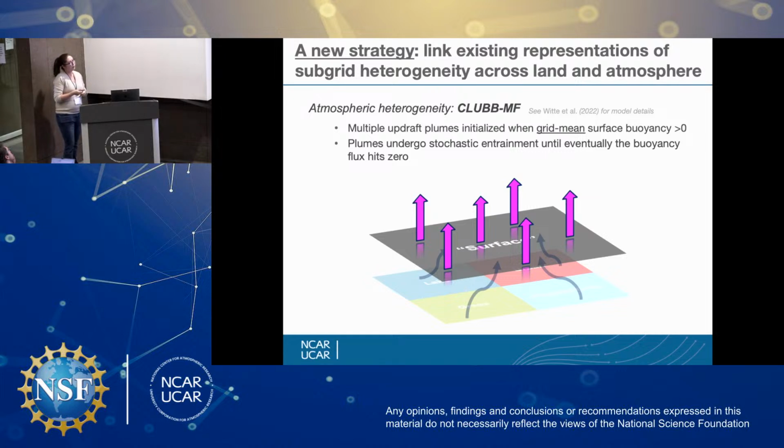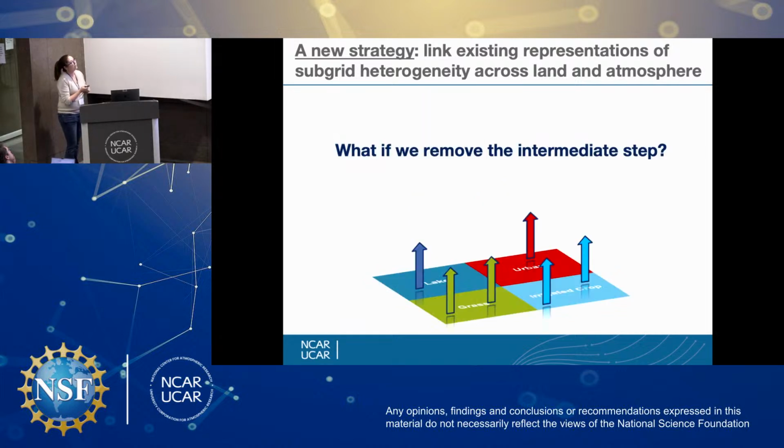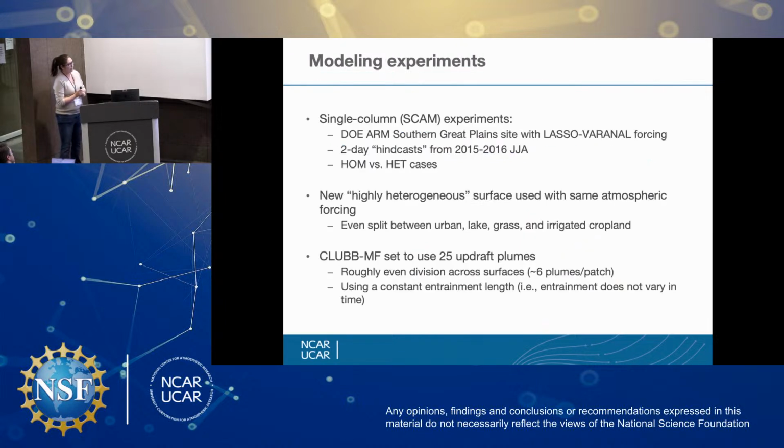So what I'm proposing with attempt number 2 of CLASP is, what if we just remove that intermediate step? Rather than averaging everything up from the patch level and passing a grid mean value, what if we initialize those updraft plumes over individual surface tiles with their unique fluxes and states? You can imagine maybe the lake patch has higher latent heat flux, so it should initialize moisture plumes. The urban patch would be drier, so it initializes drier and warmer plumes. So how do we test this?